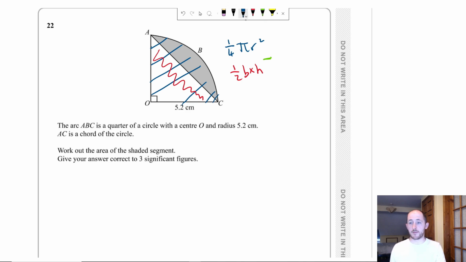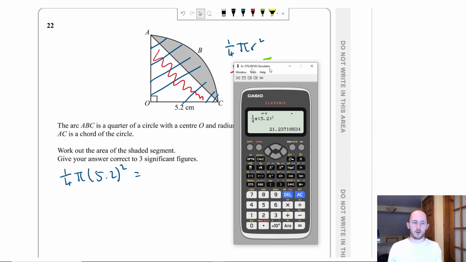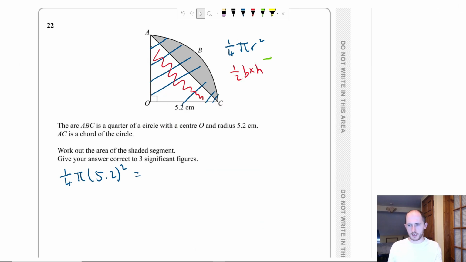So let's get to it. So first of all, for the area of the quarter circle, we're going to do a quarter pi, and the radius is 5.2 centimeters, right? Because it tells us in the question. So let's whip out our calculator. We have a quarter. It says to give to 3 significant figures, but I'm going to go a decimal place or two more than that, just to give myself some wiggle room. That gives me 21.24, I'm going to call it. So I'm going to round it to 4 significant figures just for now, just so I make sure I get that third sig fig correct. And then the triangle, which I'm going to do in red just to keep it nice and consistent.